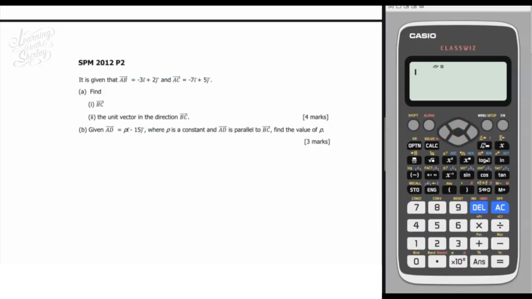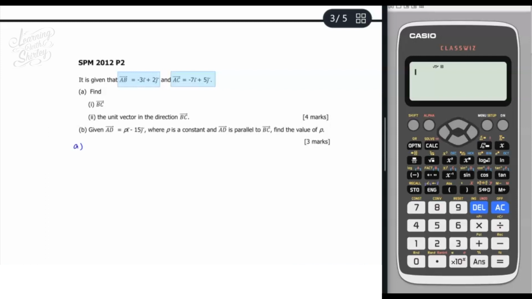Let's look at SPM 2012 paper 2. It is given that AB is equal to negative 3i plus 2j. I'm going to highlight it. And AC is negative 7i plus 5j. So find vector BC, and then find the unit vector. I'm going to teach you how to do it in a manual way, and later we're going to double check with the Casio Classwiz calculator.